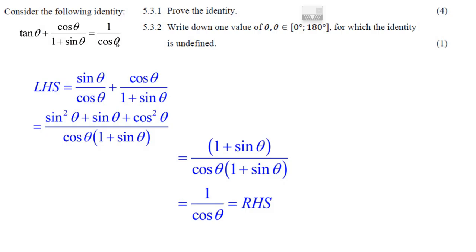Well, isn't it the cosine of 90 degrees? Try it on your calculator. You should know. The cosine of 0 is 1. The cosine of 90 degrees is 0. So that's when it's undefined, when theta is 90 degrees, because that will make it 1 divided by 0, and that's just undefined. So there you go.